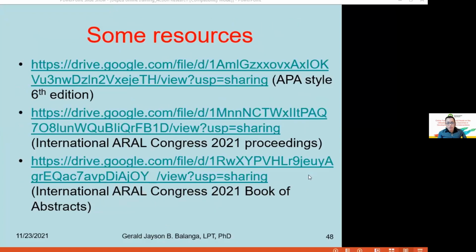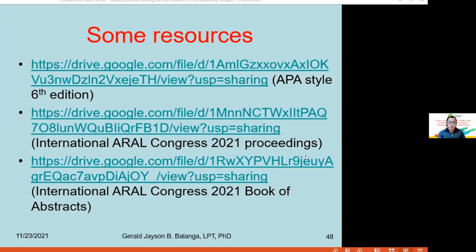Well, I'm sharing with you some resources. So if you click the Google Drive link, it will direct you to these materials. One is the APA style 6th edition. Kasi you have to know the proper referencing of your action research paper.